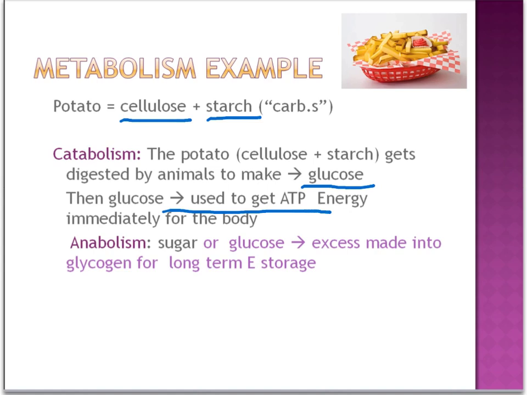Okay, let's say I ate so many French fries that I've got way too much sugar floating around in my blood. My body's going to take that sugar, my liver specifically will take the excess, and I'll do some anabolism. I'll build some big molecules with the glucose. I'll turn that glucose into a long chain of glucose molecules, which is glycogen, and then I can store that inside my liver for use when I run low on blood sugar.